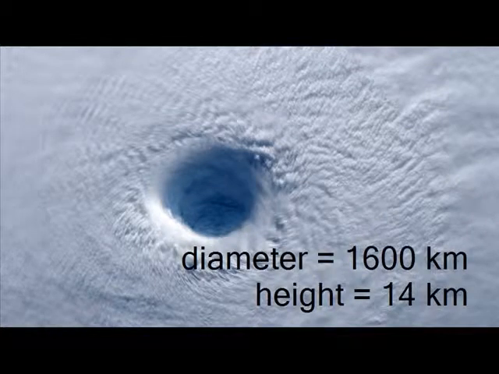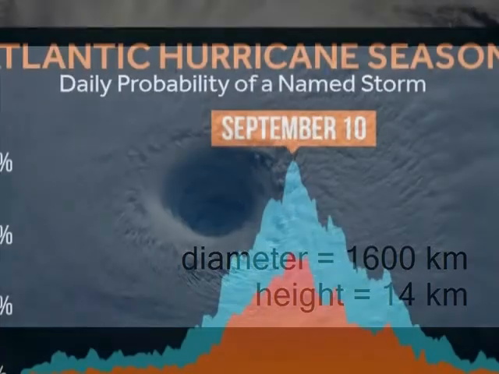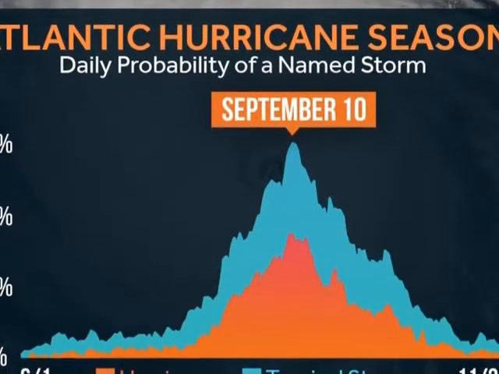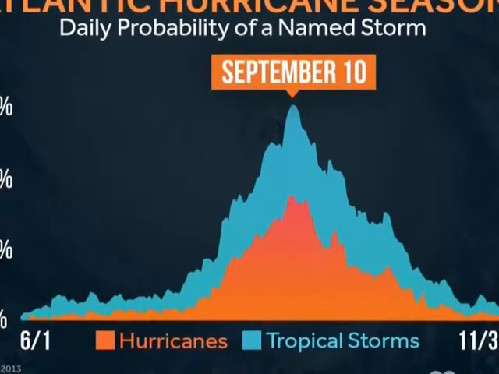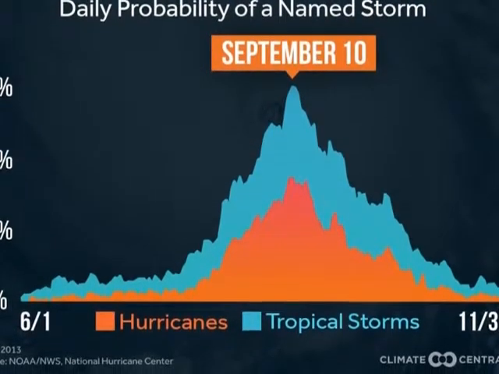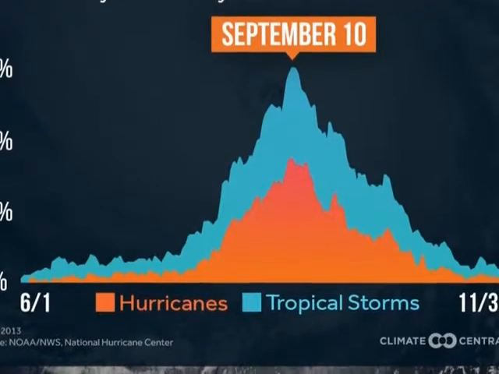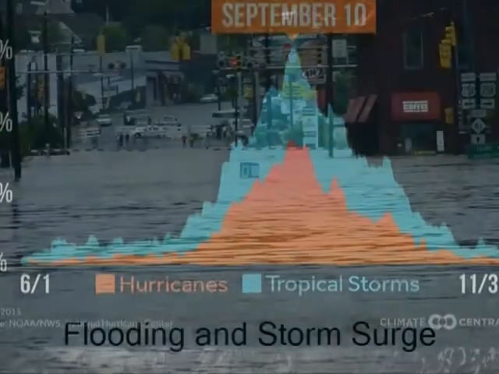Hurricanes are huge storms. They can span a diameter of up to 1,600 kilometers. That's the distance from Kingston all the way to Halifax. The storm clouds can reach great heights, up to 14 kilometers into the atmosphere. Hurricanes form in the Caribbean and Atlantic Ocean between June the 1st and November the 30th each year, and this period of time is called hurricane season.